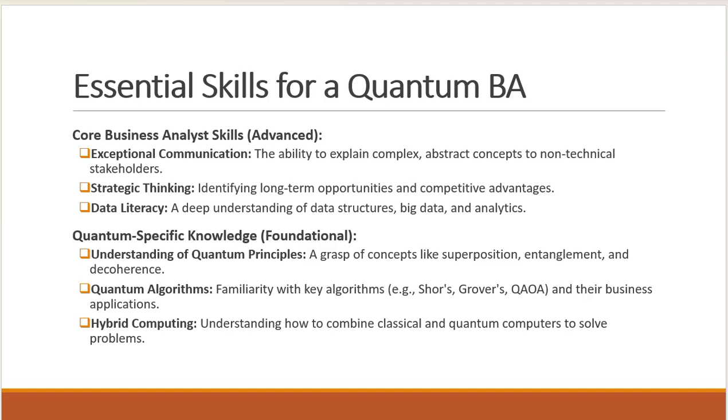Next, strategic thinking: identifying the long-term opportunities and competitive advantage. He should have strategic thinking, a 360-degree way of thinking, to identify long-term opportunities, to find the current or future problems in the system, and how quantum techniques or mechanisms are able to solve these problems with future predictions, and how quantum techniques are most essential for these things.